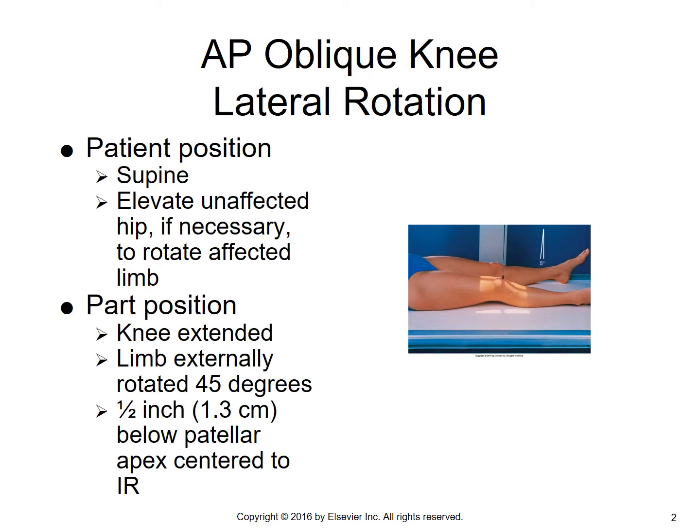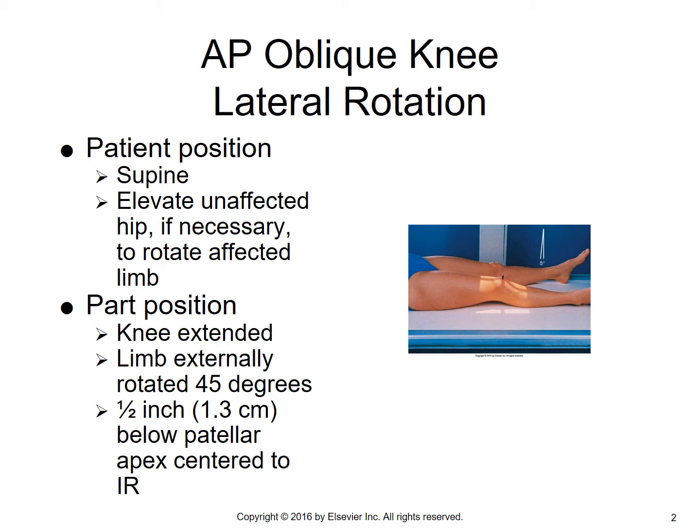So we're going to talk first about the obliques of the knee. So the AP oblique of the knee with lateral rotation, the patient position is supine. You may have to elevate the unaffected hip to actually rotate the affected limb. Remember, we're not just turning the foot, we're actually rotating the entire knee. So we have to, many times, actually elevate the unaffected hip.